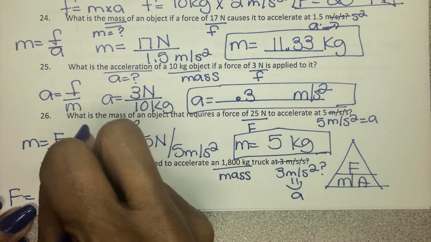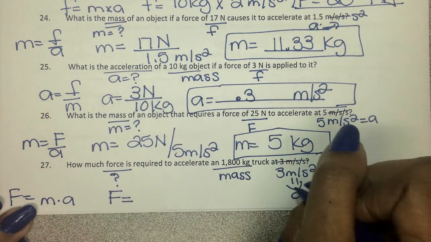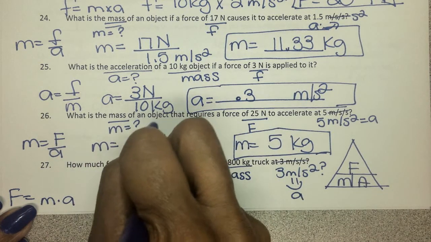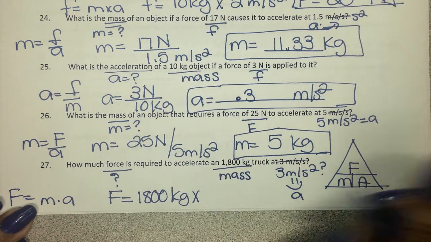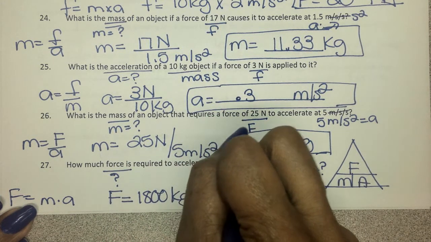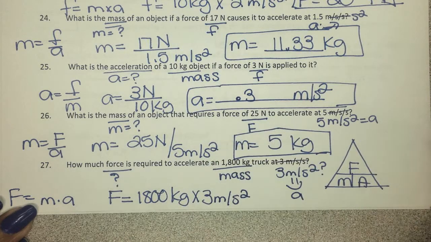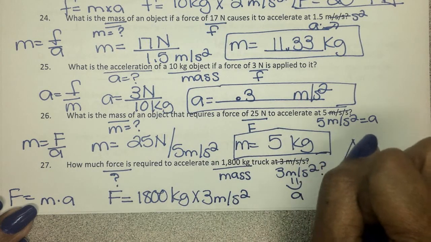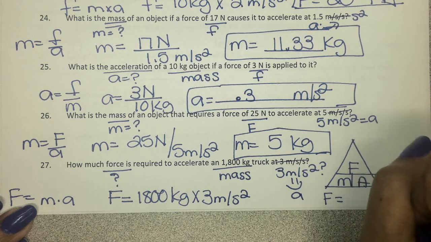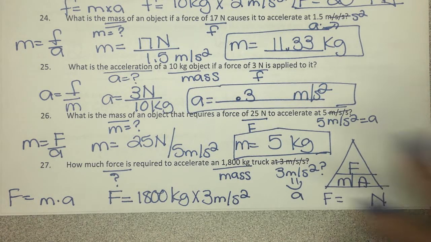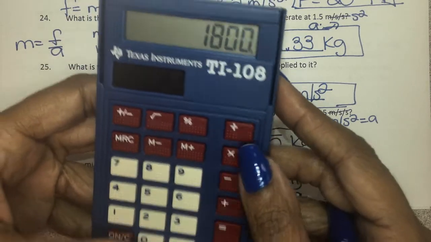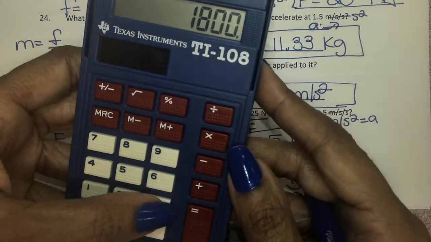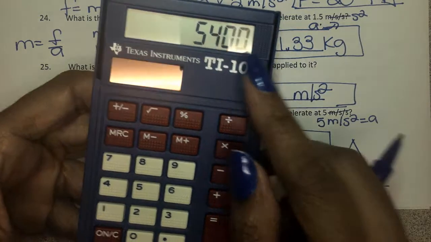So your force is equal to your mass, 1,800 kilograms, times your acceleration, 3 meters per second square. Remember, your force is always in newtons. Okay, so we do 1,800 times 3, 5,400.